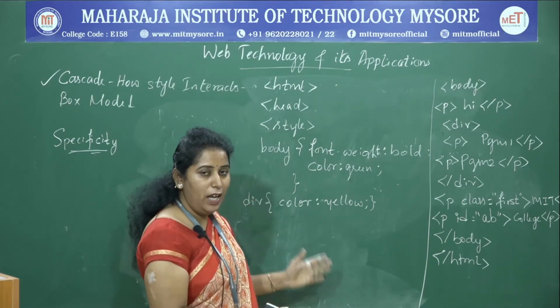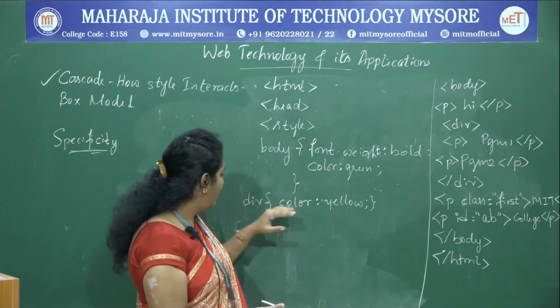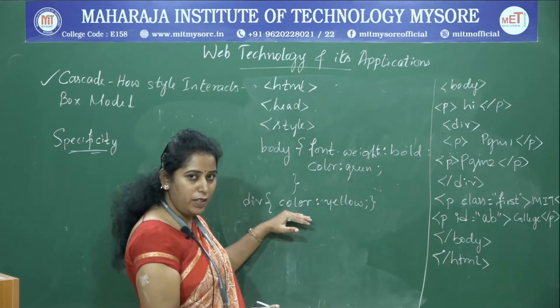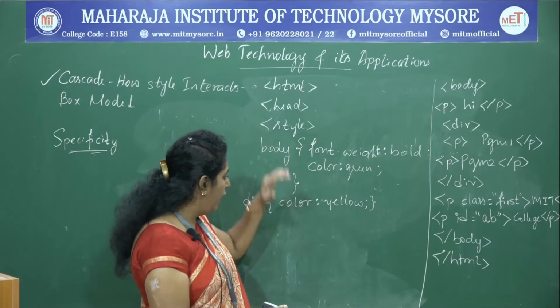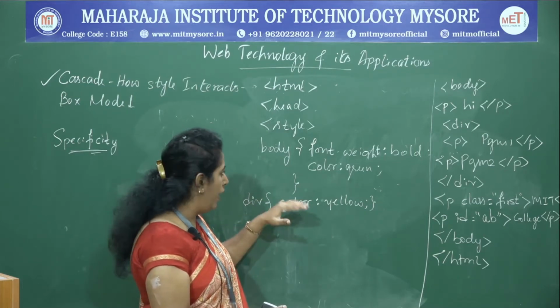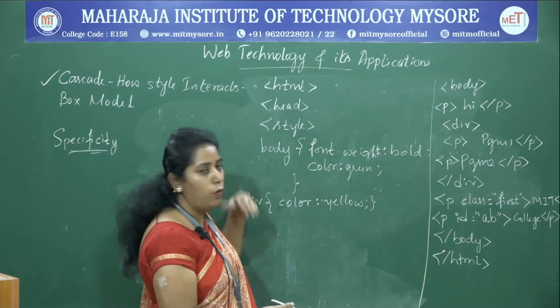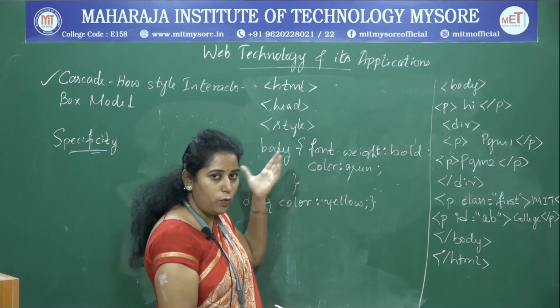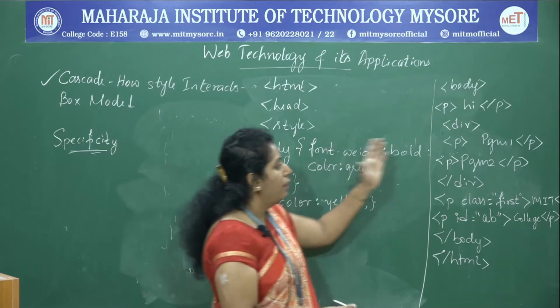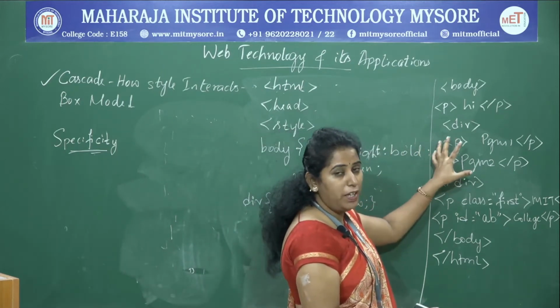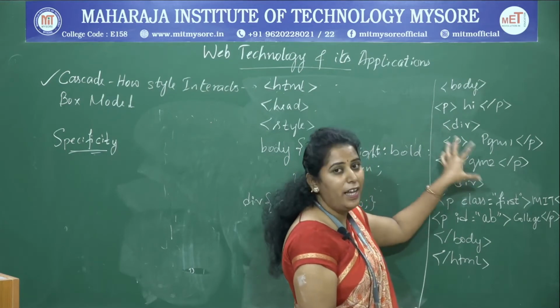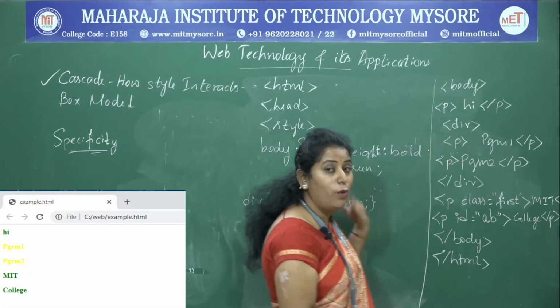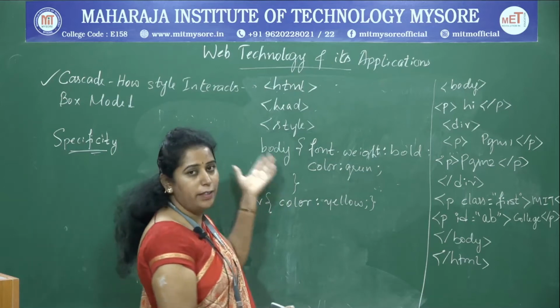In this case, since div is going to be assigned a higher weight by the browser, div overrides body. So what is happening? Div contents will not be displayed in green color, even though it is in body, it will be printed in yellow.